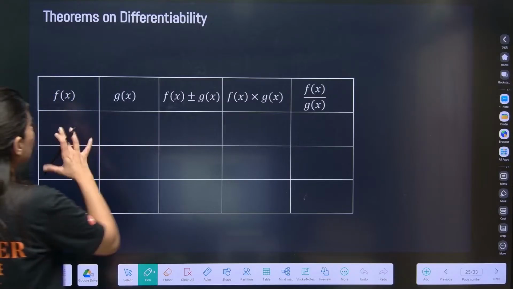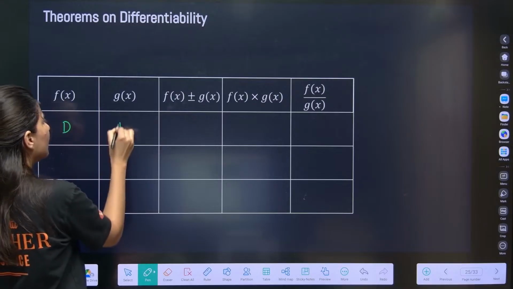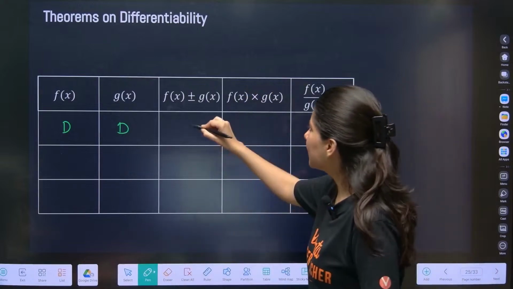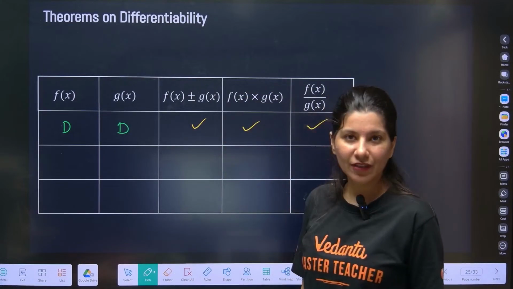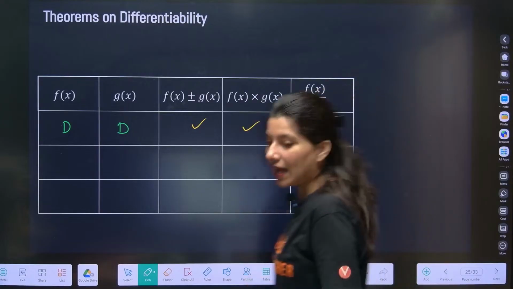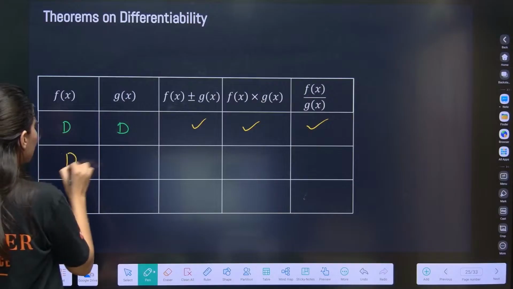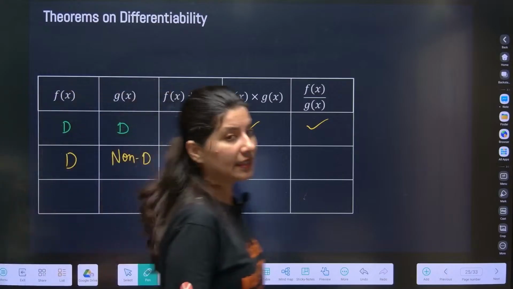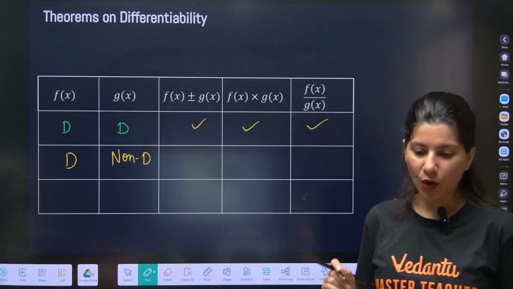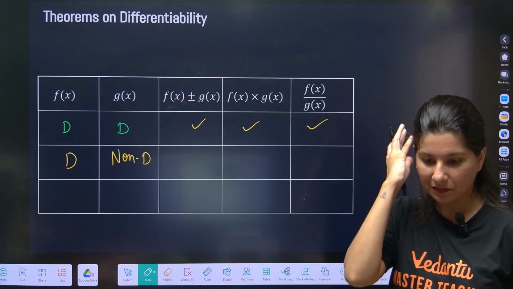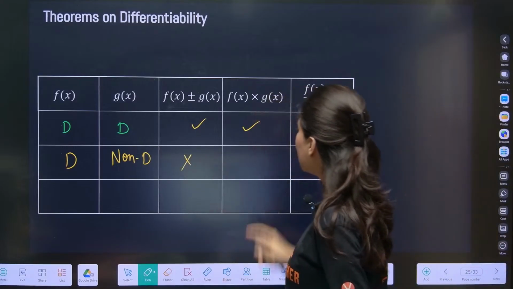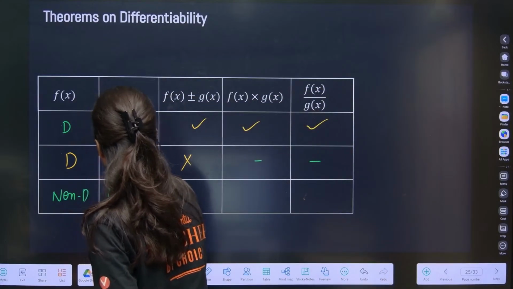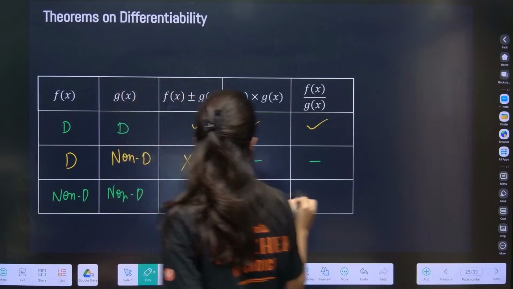Now understand theorems on differentiability. If two functions f(x) and g(x) are differentiable, then their sum, product and division will be differentiable. And if one function is differentiable and one function is non-differentiable, then their sum will be non-differentiable, and for the rest we cannot say anything. And if both f(x) and g(x) are non-differentiable, we cannot say anything.